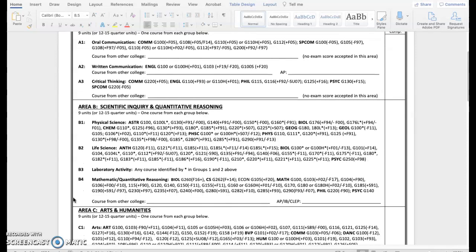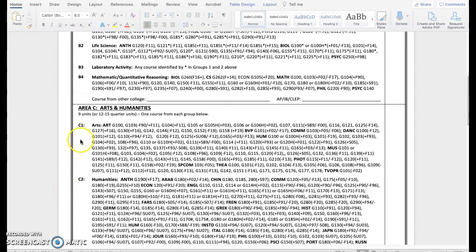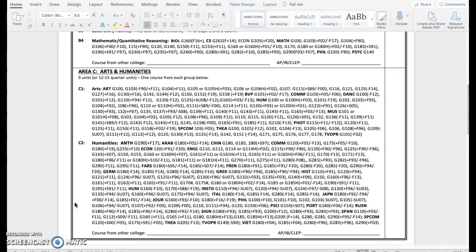In Area C, again, I need 9 units with 1 course from each group below. So what that means is I need 1 class from C1, 1 class from C2, and then my 3rd class will come from either area. So I can have 2 arts classes and 1 humanities, or 1 arts class and 2 humanities.